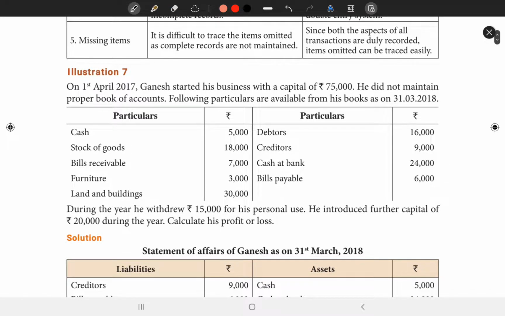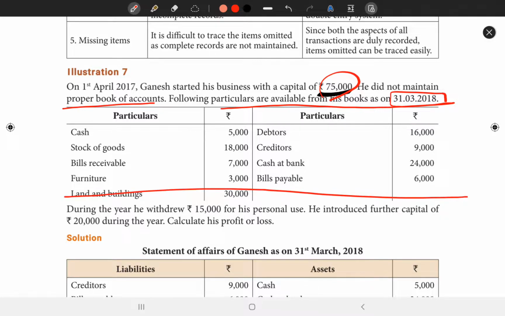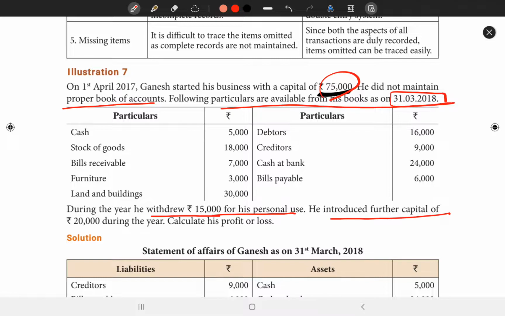First let's read this question. Ganesh started business with a capital of 75,000. He started his business, which means this is the opening capital, right? He didn't prepare proper books of accounts, and the following particulars are available as on 31/3/2018, at the end of the year. After these details there is one line stating that during the year he withdrew 15,000 for personal use, which is nothing but drawings, and introduced further capital, which is nothing but additional capital.